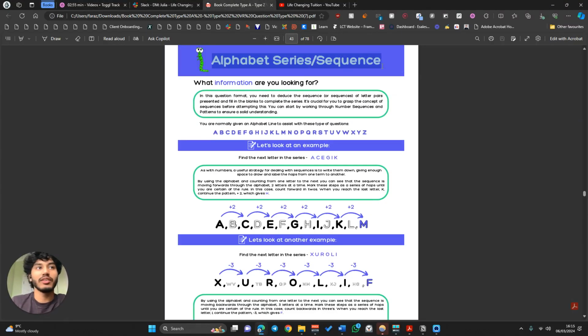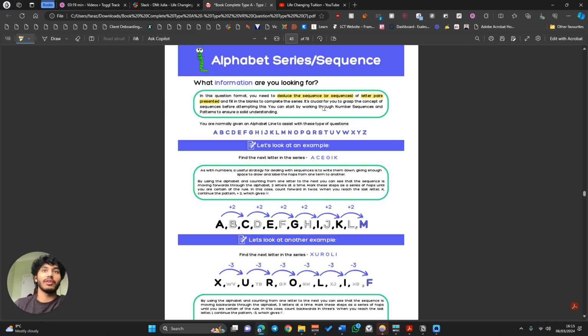Alphabet series, slash sequence. What information are we looking for? In this question format, you need to deduce the sequence or sequences of letter pairs presented.